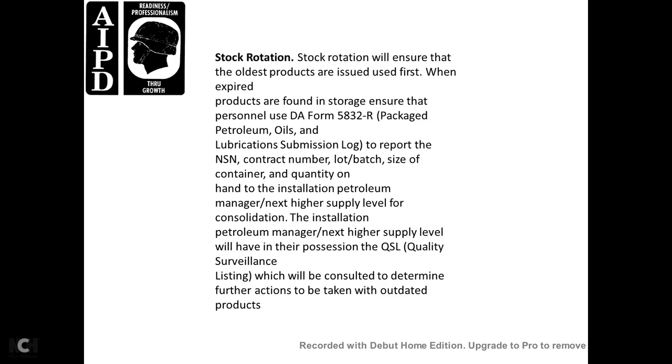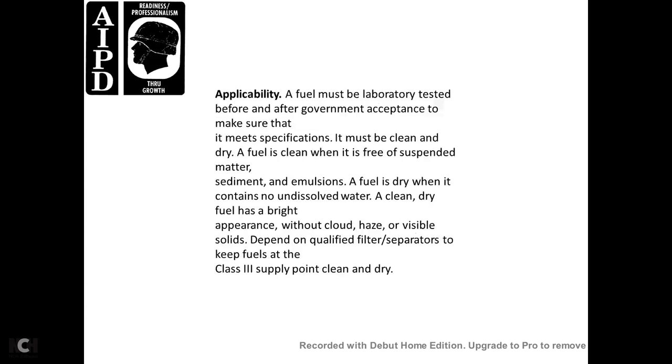Stock rotation. Ship the oldest product first. For products over the limit found in store, ship first using DA Form 5832 for packaged petroleum, oil, and lubricants submission, along with the report of the NSN, the contract number, the last batch of the container, and the quantity on hand. The installation petroleum manager and the next higher supply level will consolidate and determine further action to be taken with outdated product.